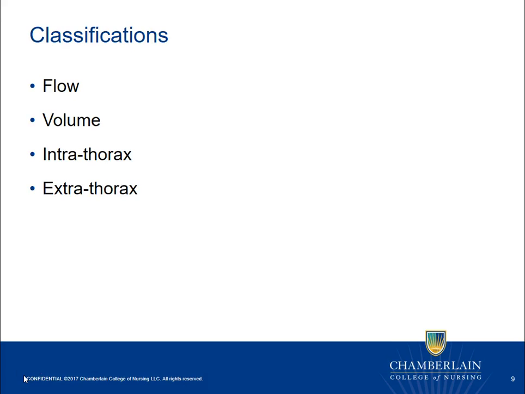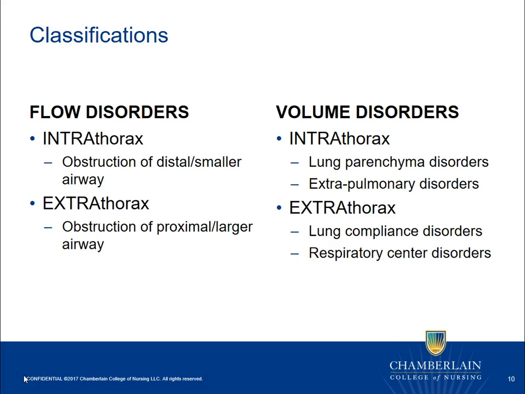Dyspnea can be classified into flow or volume disorders, and the underlying cause can be from an intrathorax or extrathorax problem. Flow disorders: intrathorax, obstruction of distal smaller airway; extrathorax, obstruction of proximal larger airway. Volume disorders: intrathorax, lung parenchyma disorders; extrapulmonary disorders; extrathorax, lung compliance disorders; respiratory center disorders.